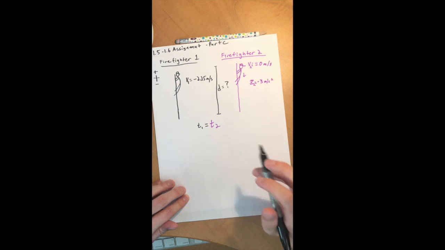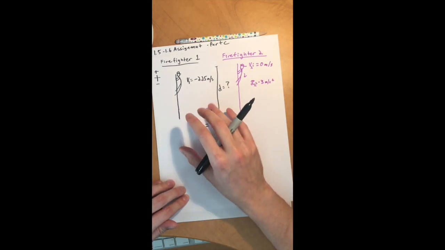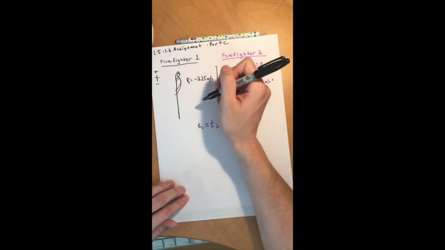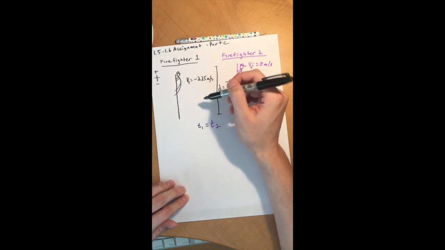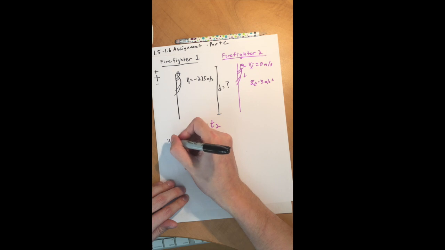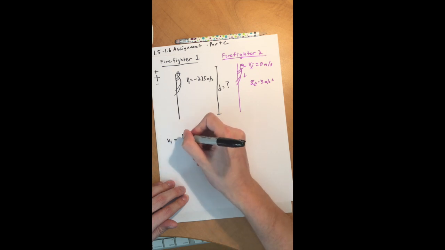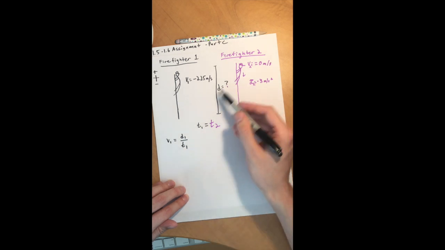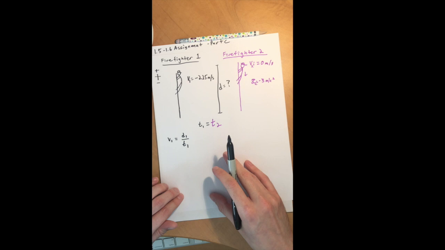What do we know? Don't lose sight of the goal. We need to get D eventually, right? But what we know is that he's moving with uniform motion. He's not accelerating. So this is one of those very rare cases where we can say that his V1 is equal to D1 over T1, right? His speed is equal to the distance he travels over T, which yes is just D, okay? We'll just keep it consistent by calling it T1.